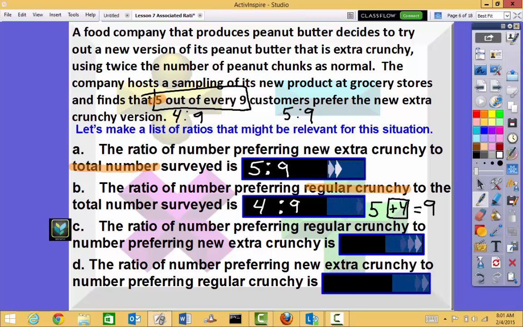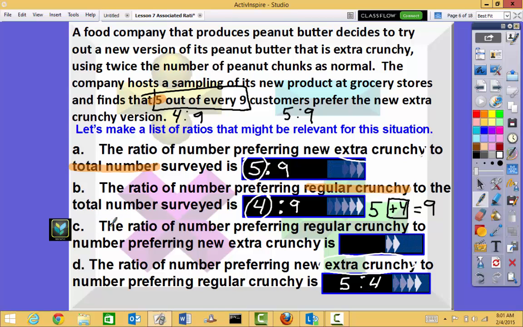You're going to try C by yourself on Socrative, but before you do, let's look at D. D says the number of people preferring new extra crunchy to the number preferring regular crunchy. Well, I just look up here and I see that 4 is my number of people who prefer regular, and it's asking me to compare that to my number who like extra crunchy. So my extra crunchy is this 5 up here. So my ratio is 5 to 4.